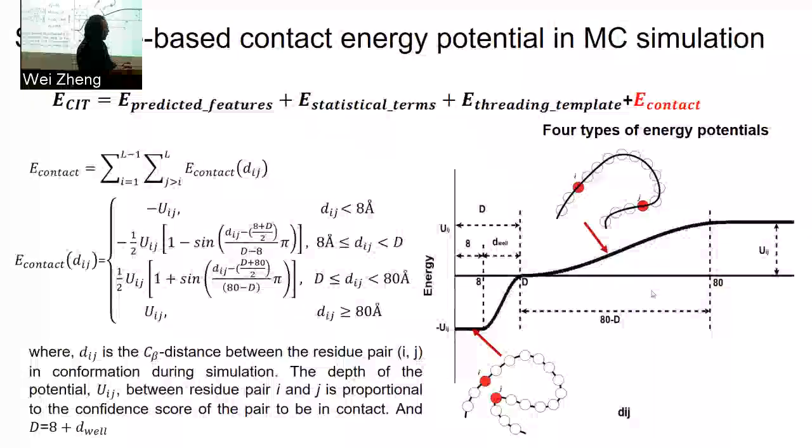For example, if you predict residues i and j should form a contact, but during your simulation they are not in contact in your decoy, then the energy of this decoy will be very high. Then, pushed by this energy function, these 2 residues will be pushed together to form a new decoy or new conformation in which these 2 residues form the contact. Then the energy of this decoy will get lower. That's why we designed the energy potential like this to run our Monte Carlo simulation.